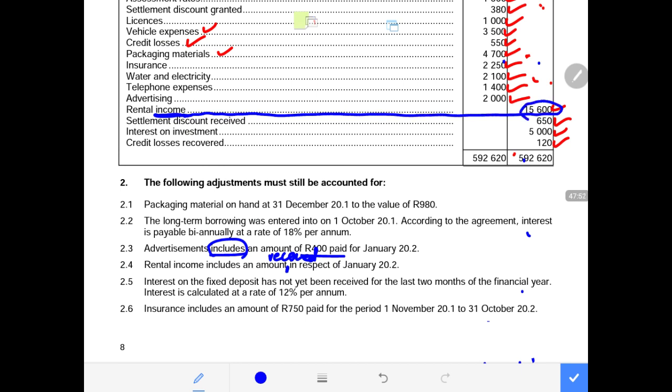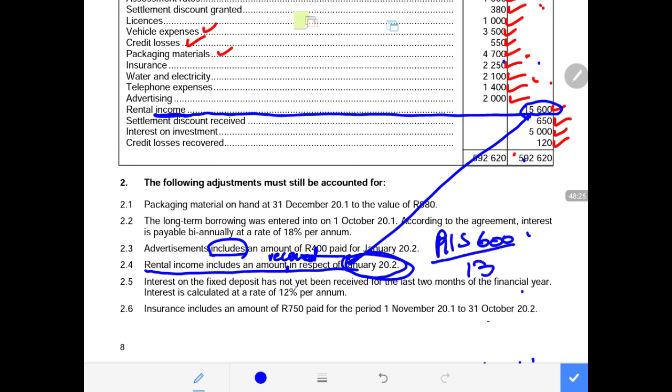In other words, the assumption is that we entered into this rental agreement at or before the beginning of the current year. That means we're supposed to receive rent for 12 months, but we received rent including January. If January of next year is included in the amount we received, that means the 15,600 is for 13 months. Then we need to divide by 13 months so that we know how much is the rent per month. Are we clear with that?